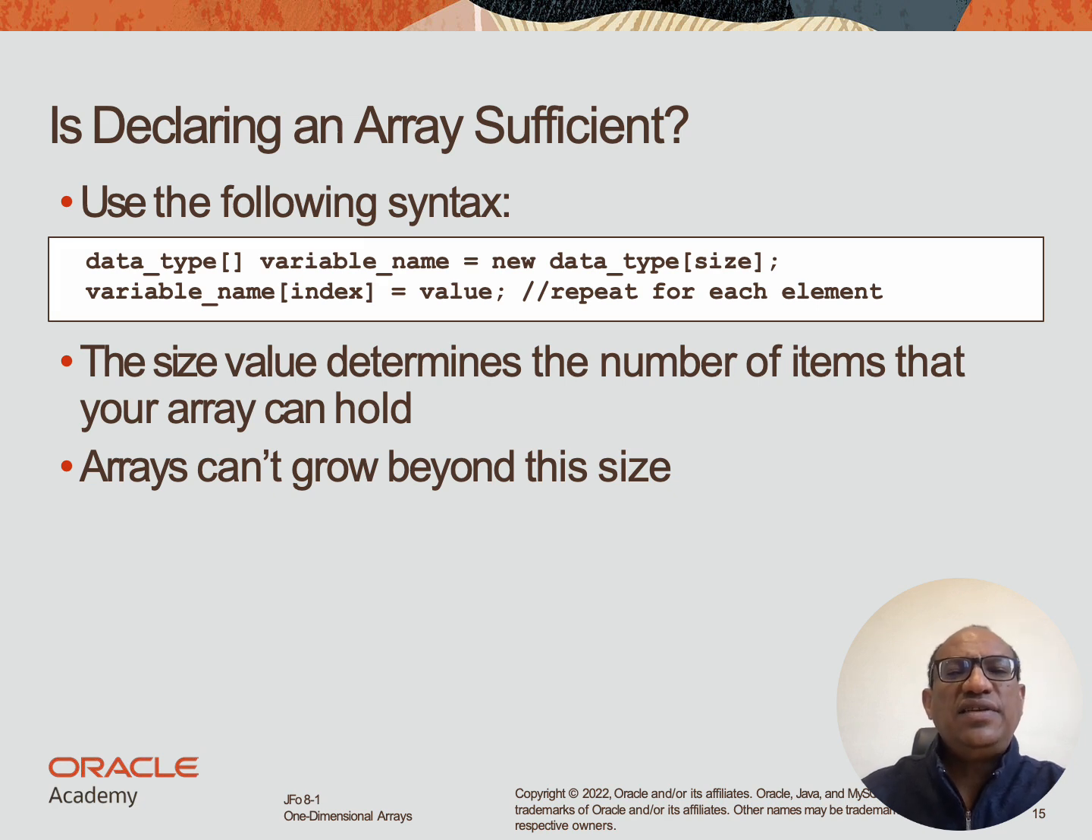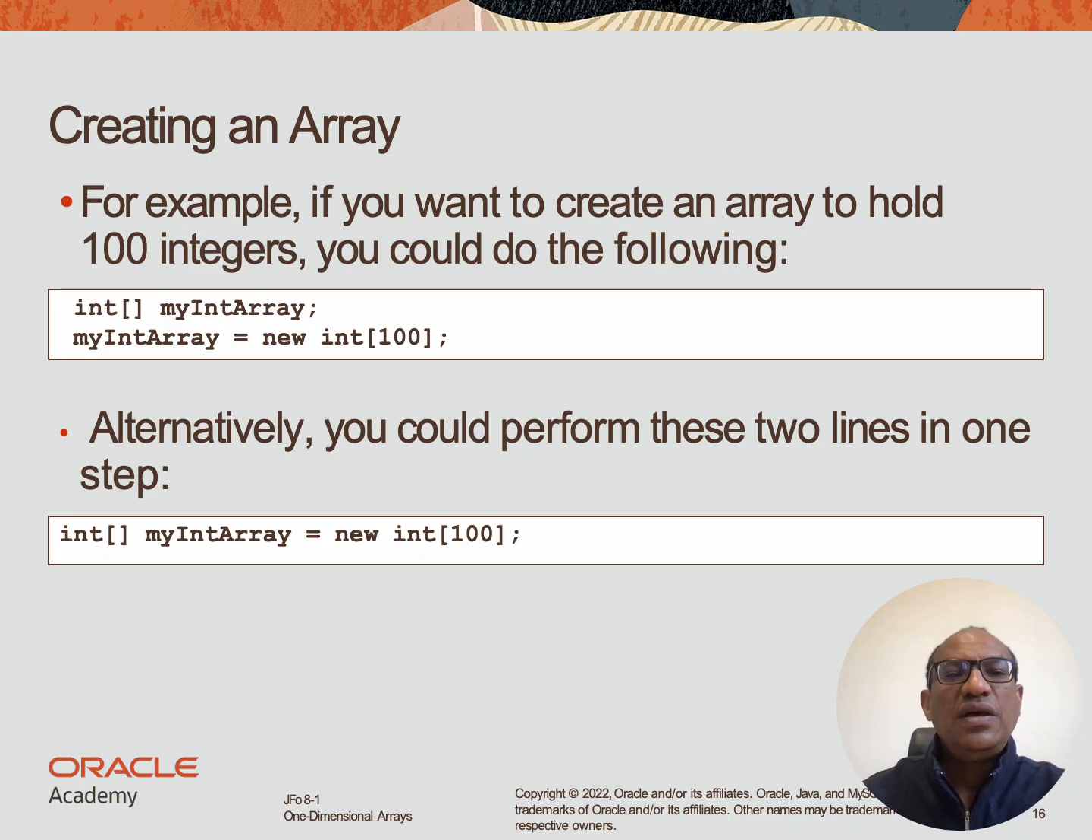Use the syntax: dataType[] variableName = new dataType[size]. This creates an array that can hold size number of dataType. You can also split this into steps, but one line is clearer. int[] myIntArray = new int[100]. This creates an array that can hold 100 integers.